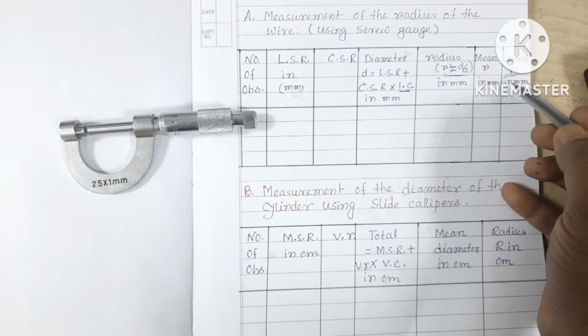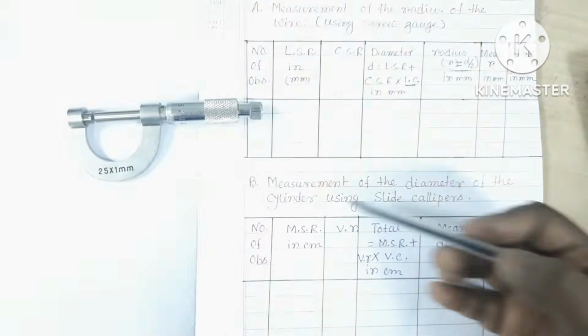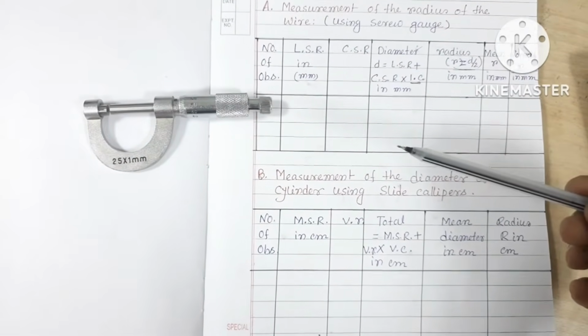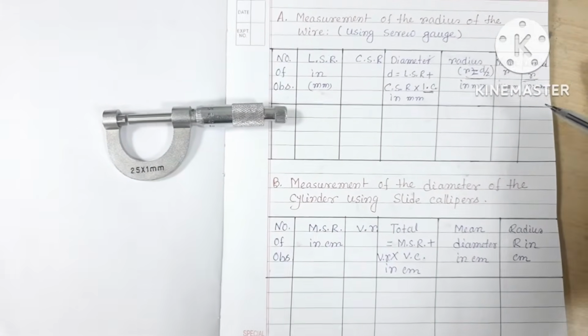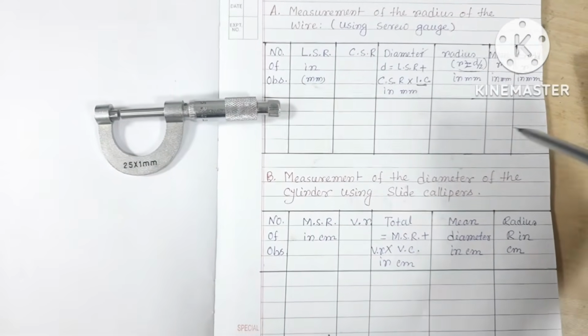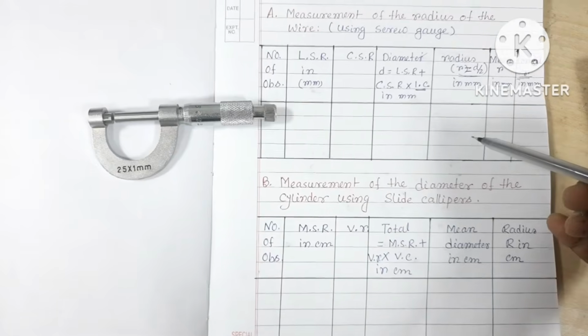That means first you have to find out whether there is any zero error or not with this instrument. If there is an error, either positive or negative, you have to subtract or add accordingly. So from that table you will be able to calculate the radius of the wire.